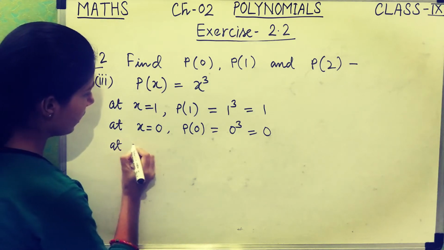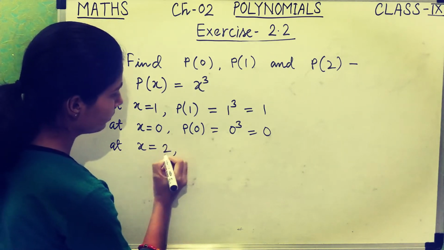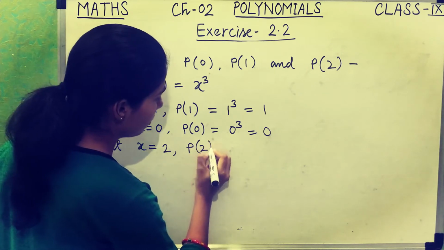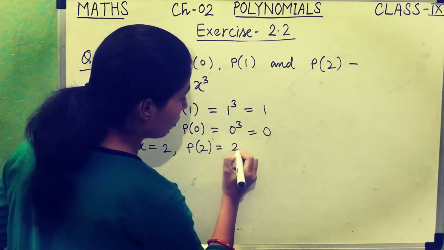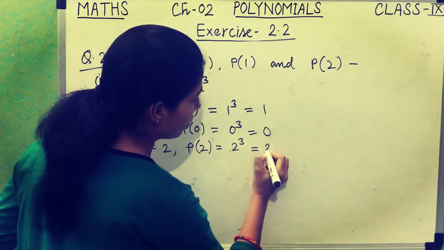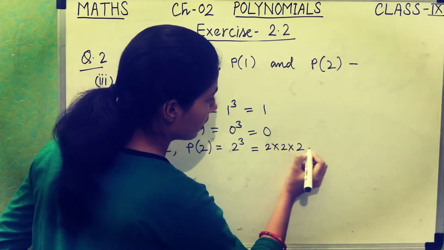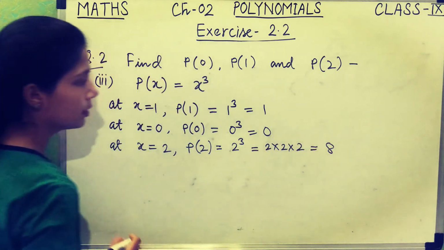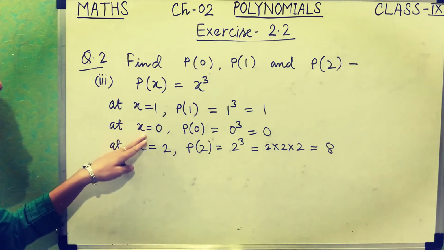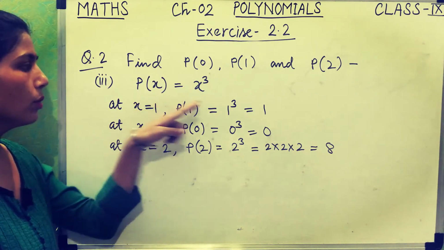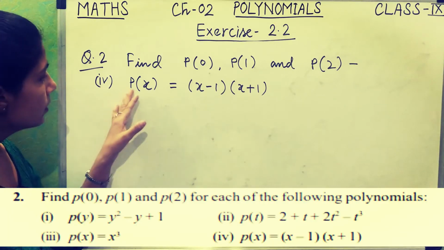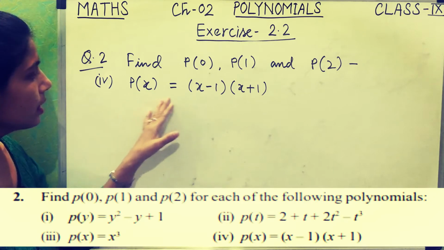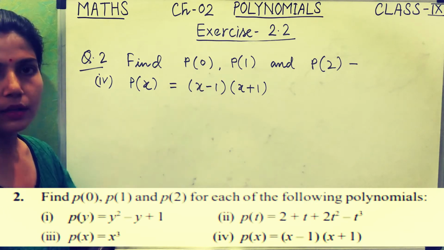Now at x equals 2, so p at 2 will be x cube, means in place of x you have to put 2, so 2 cube means 2 into 2 into 2 will be 8. Okay, so at x equals 0, 1 and 2 the polynomial has these values. So the next part is the fourth, the polynomial is x minus 1 into x plus 1.